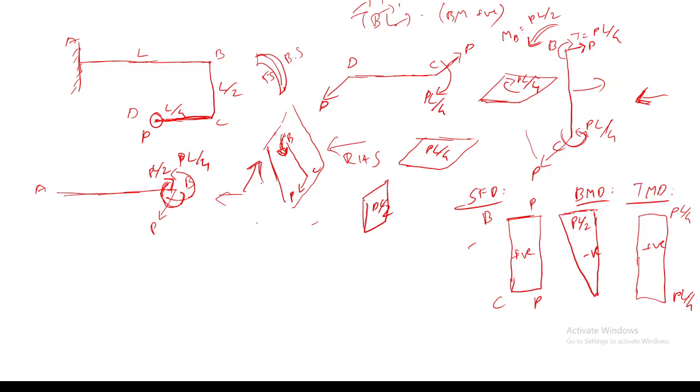Sir, but in opposite direction, no? Yes, the direction I have changed, right? For example, for member BC, it is like this direction. So for member AB, I have changed it to this direction. So that's what I have drawn here. Is it clear? PL by 4 is causing bending moment, which is in the horizontal plane. That also I have changed the direction and I have drawn.